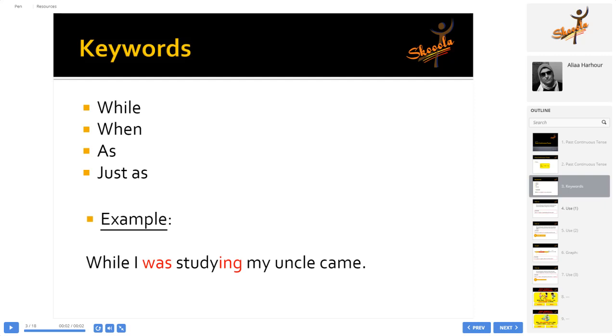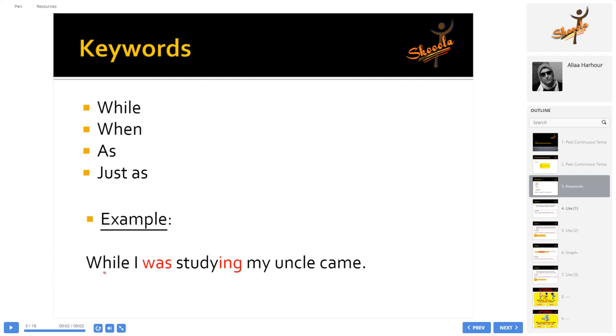The following point is, how do I know that this is past continuous? We usually know that a certain tense is known by a certain meaning from the idea of a keyword. Let's move to another point, which is the keywords. What is a keyword? A small word that helps me to know whether this tense is a past continuous or a past simple. The main keywords for the past continuous tense are the following: while, when, as, and just as. Let's take an example for each.